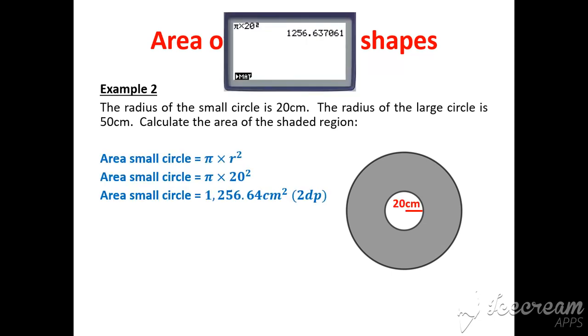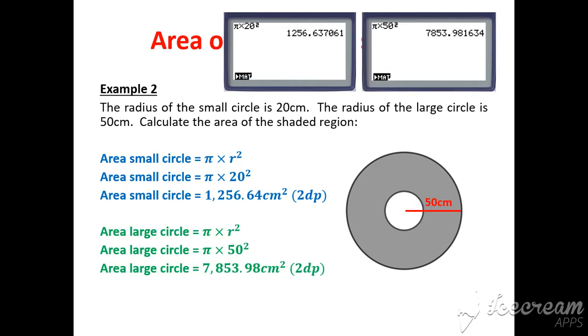Here are all the steps we need to work out the area of the small circle. We know it's got a radius of 20, so we're going to go pi times 20 squared. It's a whole circle. It's not a semicircle. So pi times 20 squared gives 1,256.64 centimeters squared. I've chosen to round my answer to 2 decimal places. When you do these problems, you get to decide whether you round answers to 1 or 2 decimal places, unless you're specifically told what you have to do.